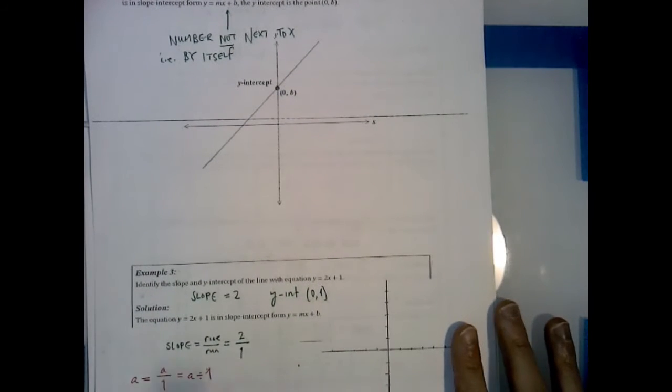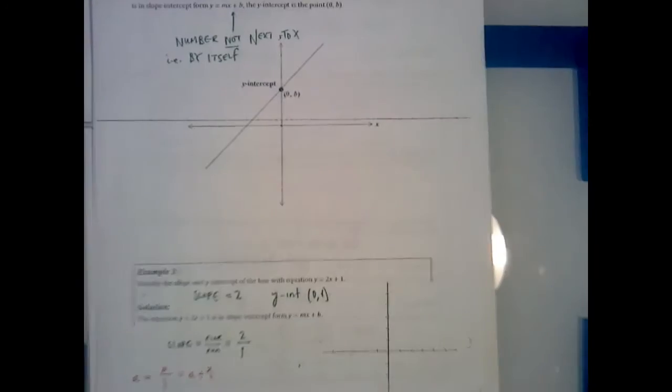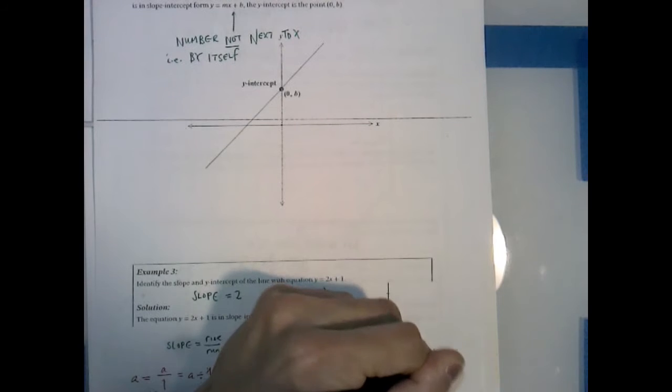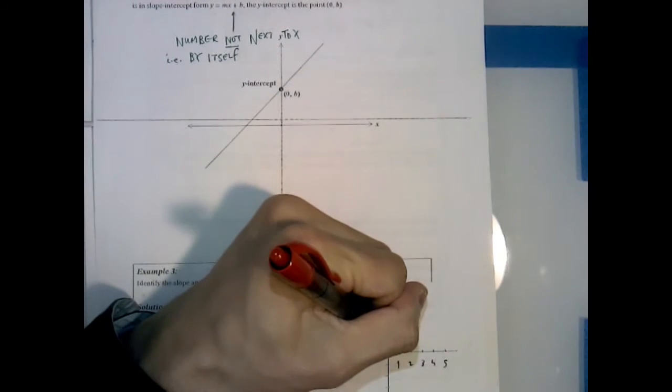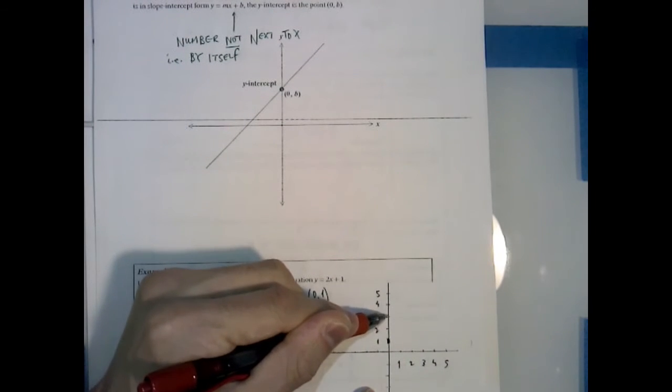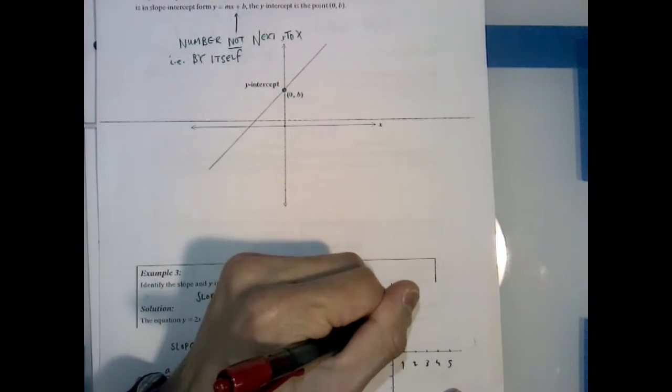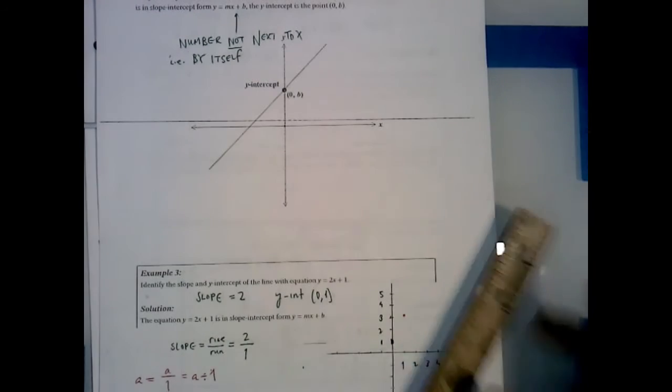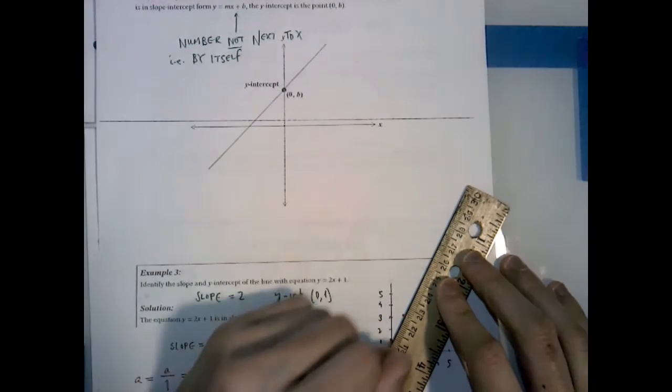So we have some invisible math going on here. The point is you can rise 2 as you run over 1. So let's label my axes here. I've got 1, 2, 3, 4, 5 on each axis. And then (0, 1) is here. Let me use my other pen. I'm going to go up 2 as I run over 1. So 1, 2, as I run over 1. Once you have 2 points, you can draw the line. That's it.